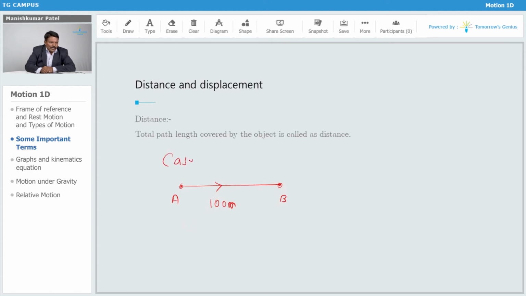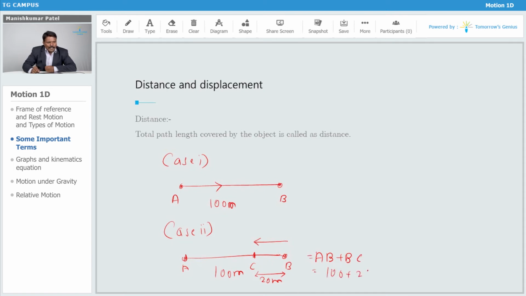So this is the first case. Now let's say the second case, where I leave from A and reach point B, which is at 100 meters. Again I leave from B and reach point C, which is at 20 meters. Then in that case we have to find the distance. Distance is again the actual path length, from A to B and again from B to C, so obviously it is 100 plus 20, which is 120 meters.